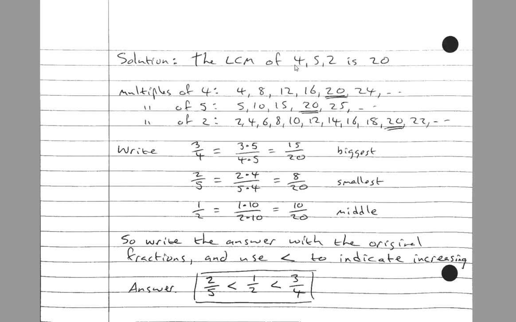First, the least common multiple of these three numbers is 20. If you look at the multiples of 4, the multiples of 5 and 2, starting with the biggest: there's a 4 here, no 4s there, no 8s, no 12s, no 16s. But they do have a 20 in common, and that's the smallest multiple they have in common, so that's the LCM.